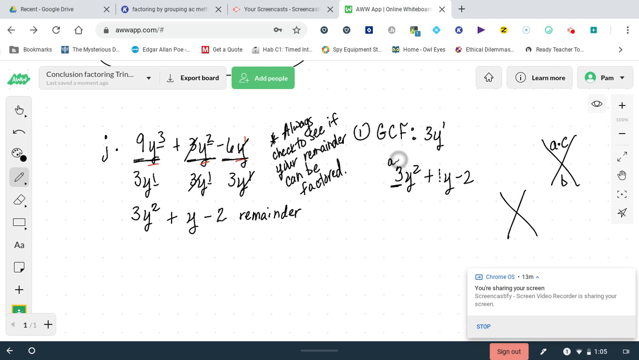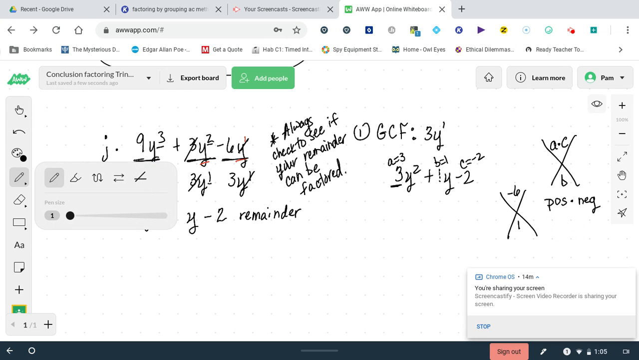All right, so A is 3, B is 1, and C is negative 2. All right, A times C would be negative 6 and then a positive 1. All right, because the negative 6 is negative, I know I have a positive times a negative, but my bottom number is positive, okay? So I know my larger number needs to be positive. All right, so let's go back. So that's going to be 3 times negative 2. That's how I get negative 6. And 3 plus negative 2 is how I get the positive 1.